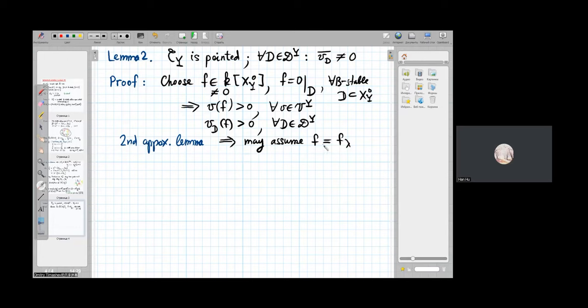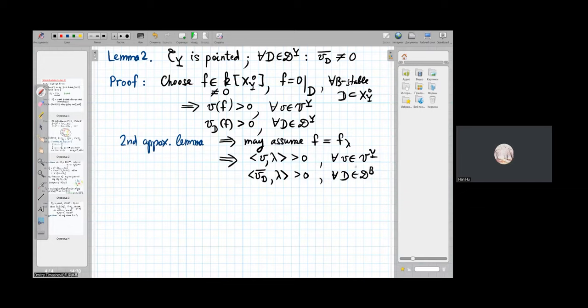And therefore, since this semi-invariant function f lambda has these properties, its eigenweight lambda has positive pairings with all these vectors, v and vd bar. So this implies that the pairings of v and vd bar with lambda are positive for any v in this set and any d in this set.